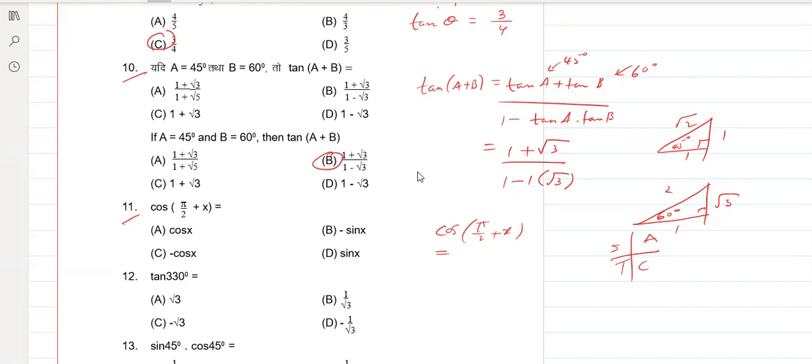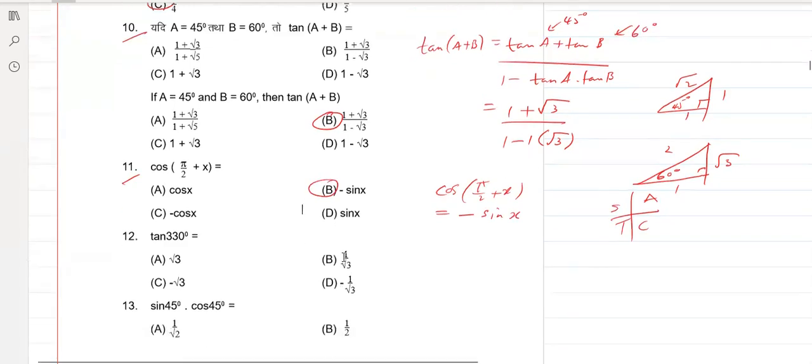So cos of pi by 2 plus x is in the second quadrant, so cos is negative. Because of the pi over 2, it's a co-ratio reduction, so it will be minus sine x. Correct solution is B. Number 12.